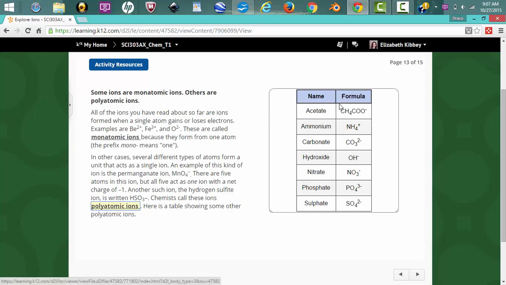So looking at the table, this would be a polyatomic, this would be a polyatomic. All of these are polyatomic ions because they are combined with 2 or more elements. This would be carbon, hydrogen, carbon, oxygen, and oxygen, my guess would be. And this would be nitrogen and hydrogen.